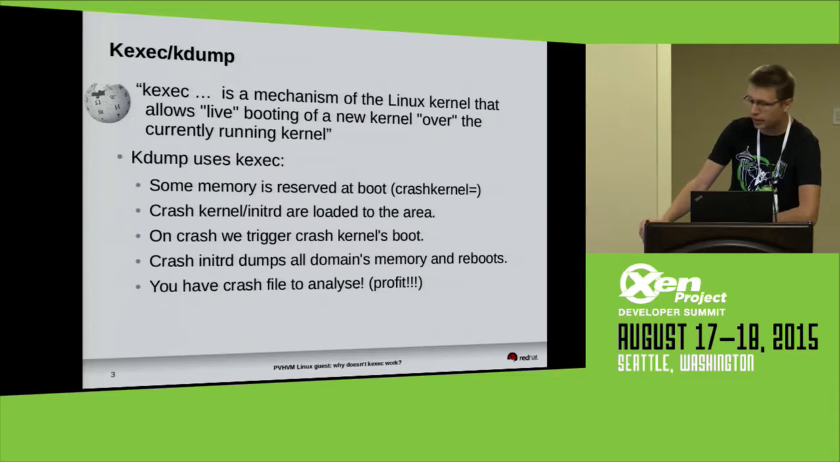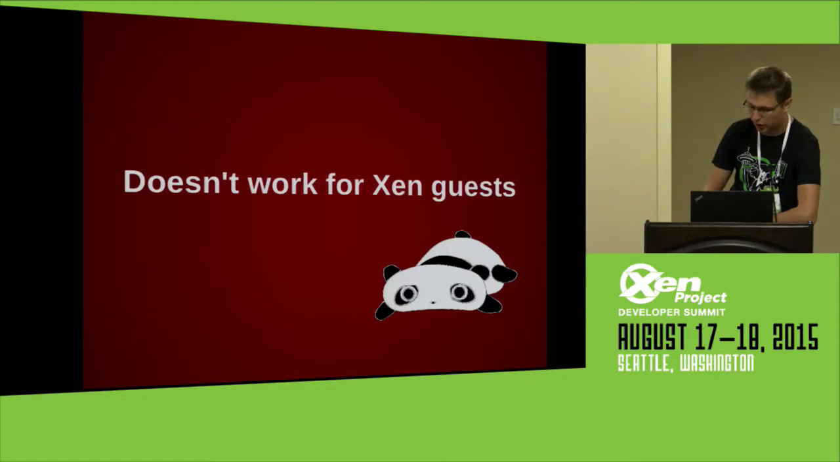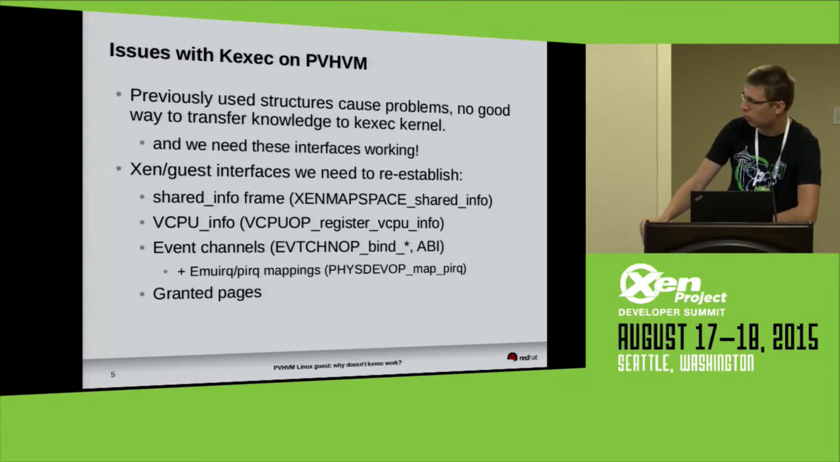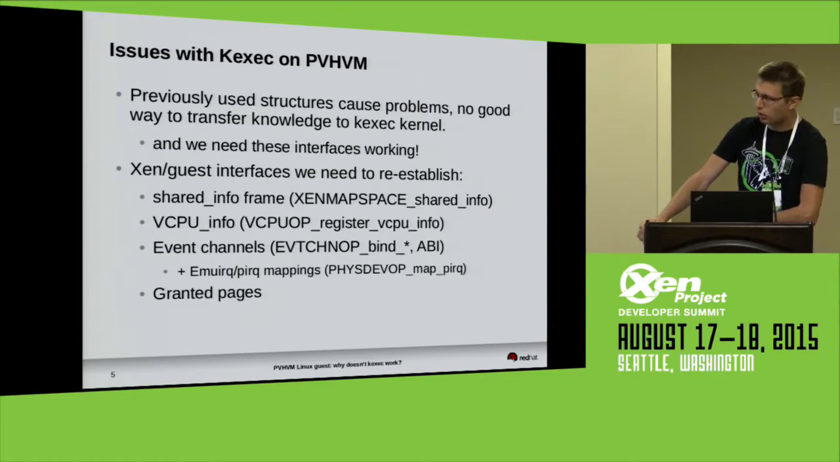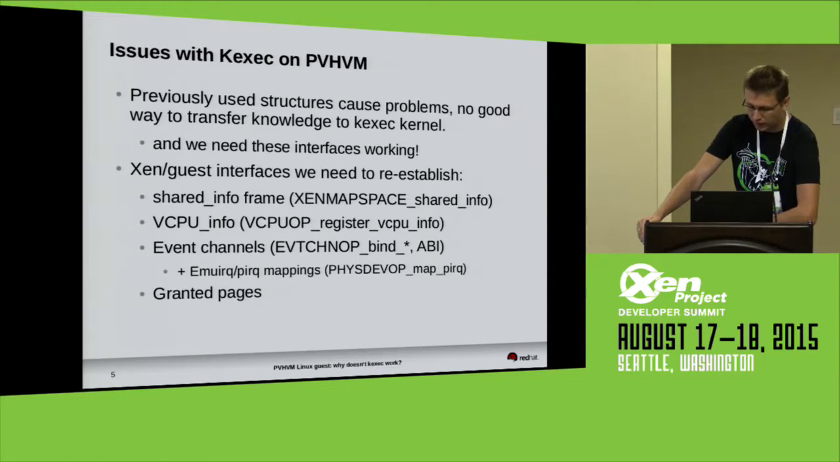So it's great, it works, but there is an issue. It doesn't work for Xen. Why doesn't it work for PVHVM guests, which look like real systems? Mainly because of these two letters in front, P and V. This guest is aware of the fact that it is running on Xen, and it uses paravirtual interfaces. And these interfaces are not ready to be reused by another kernel, and there is no way to reset them or do something to them.